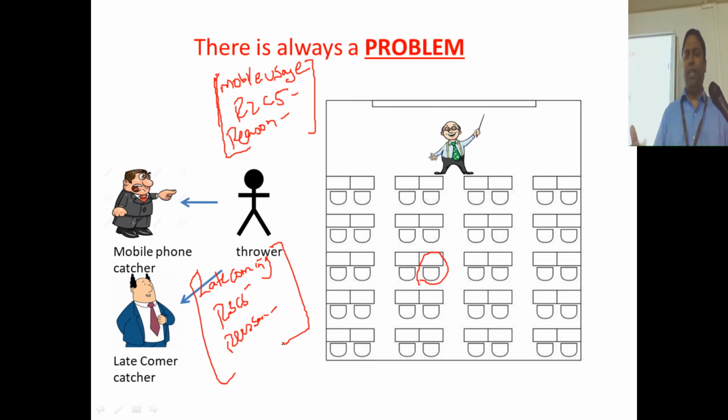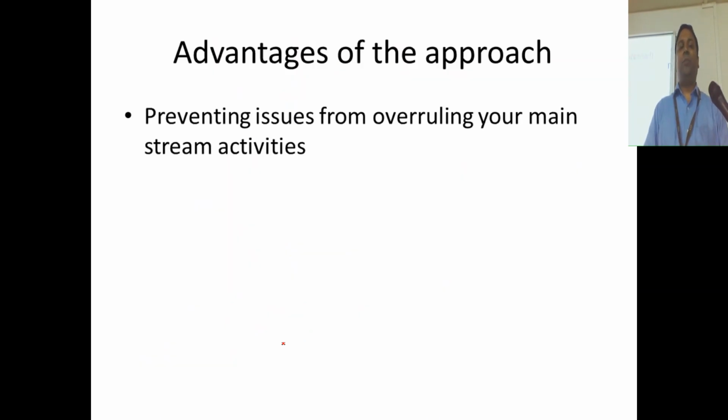So what are the benefits of solving a problem like this? So now, what benefits do I get? Preventing issues from overruling your mainstream activities. The mainstream activity is learning Java. Because of all these issues, I get affected, right? And then I start losing my mind. Maybe the issues get so intense, one day I'm going to run out of the class. Maybe that can happen. So that will halt your mainstream activity.